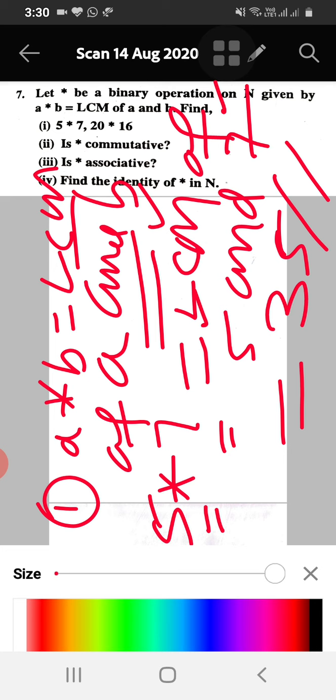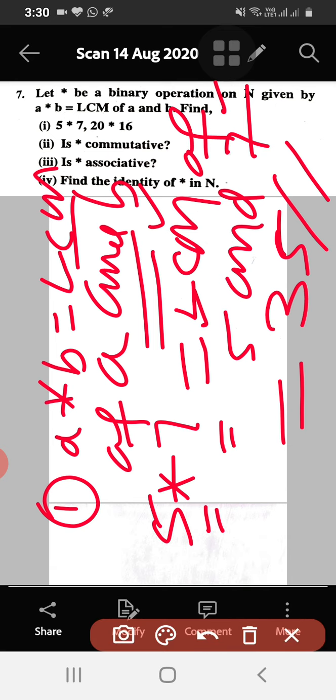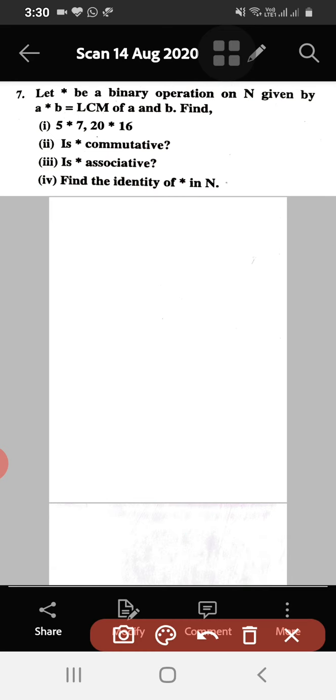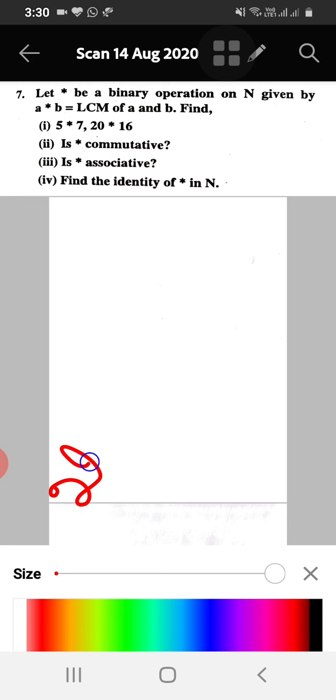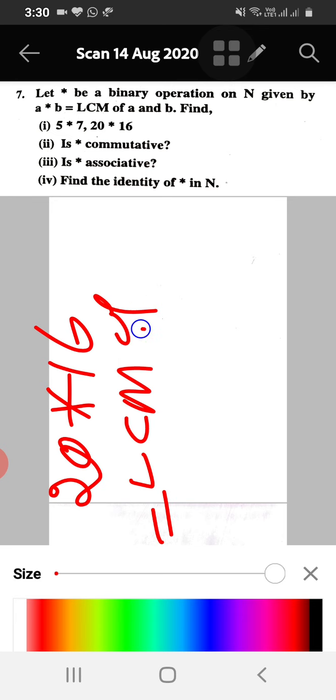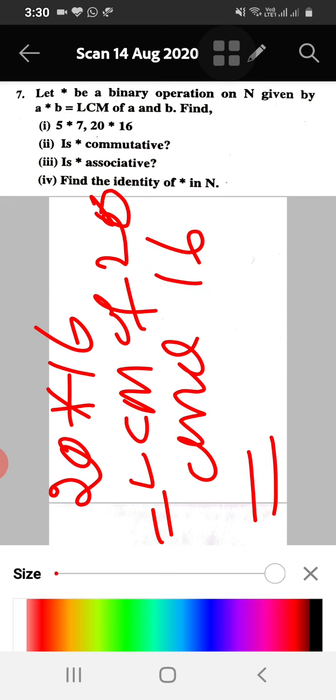In the first one there are two subcases, and the other is 20 star 16. Similarly, we can take up that one here. 20 star 16 means what? LCM of 20 and 16. So what is the LCM of 20 and 16? You can work it out on a separate page and then write down the answer. I am expecting you to write the answer.